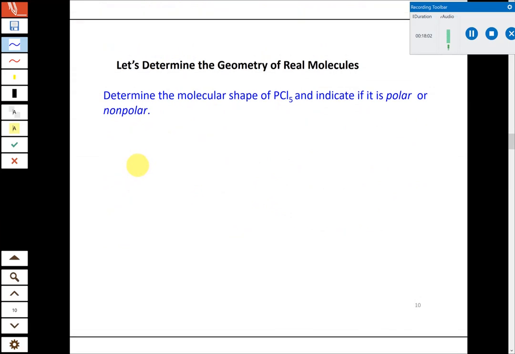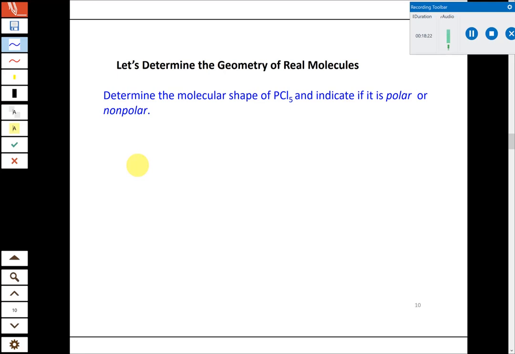The next two here are going to be sort of two-part questions. We're going to determine the molecular shape and then also determine if it's polar or nonpolar. So like I said, there's some details in there about molecular polarity that I threw in, things about the direction of the dipole moment and cancellation of dipole moments in individual bonds. Those are a little bit more advanced than we might necessarily need.